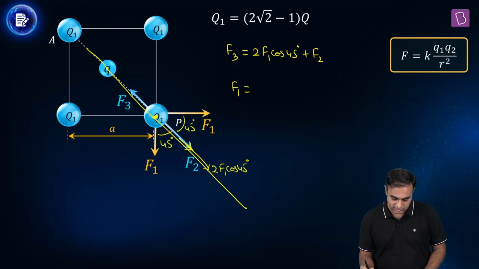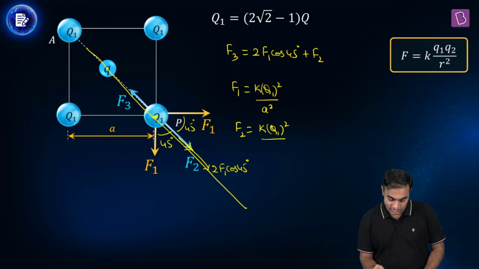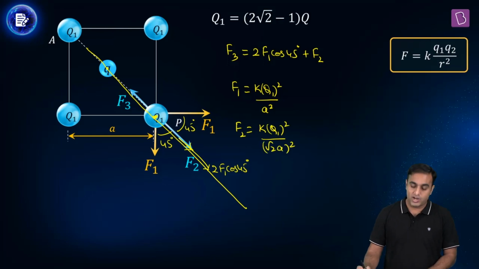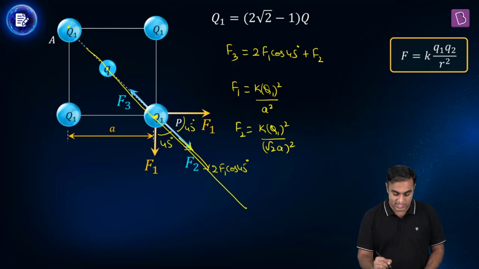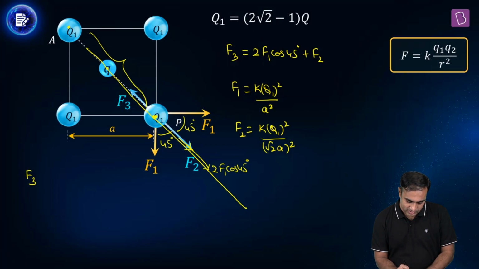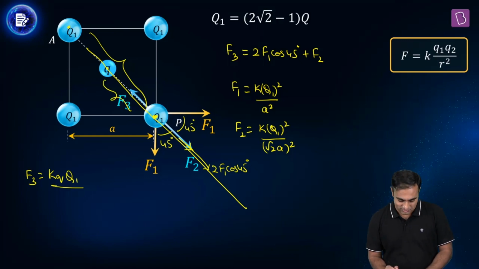F1 happens to be K Q1 square by A square. What about F2? F2 happens to be K Q1 square divided by root 2A whole square. Why? Because the distance of separation between this charge and this charge happens to be root 2 times A. What about F3? Let me write it here. It will be K small q capital Q1 divided by this distance squared, which is A by root 2 whole square.